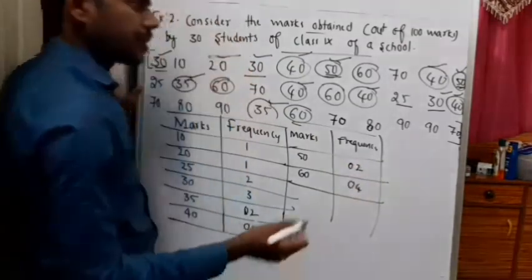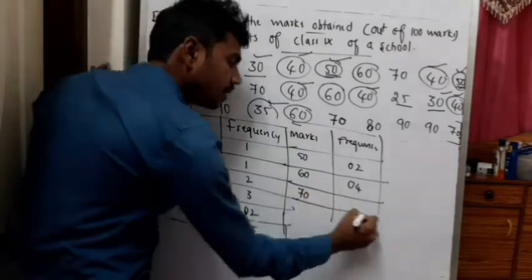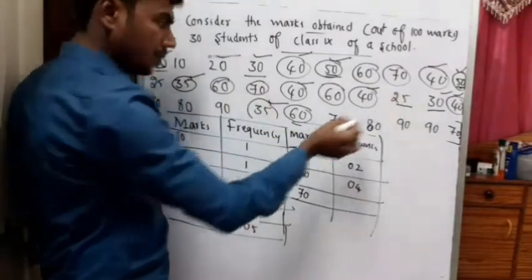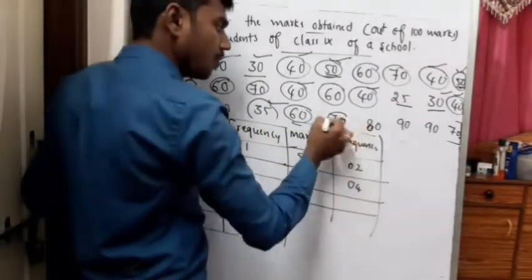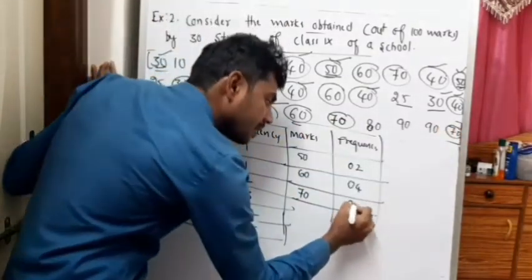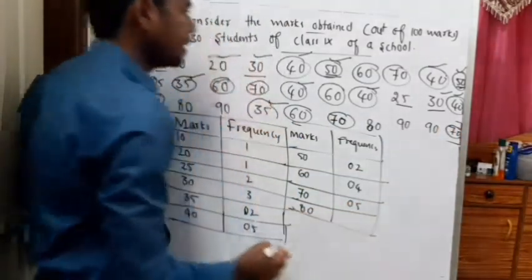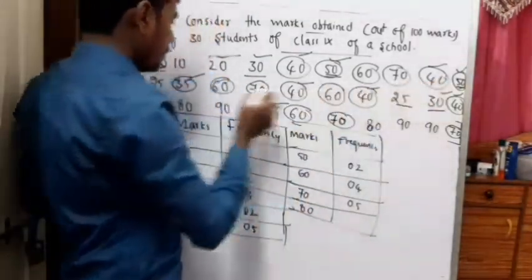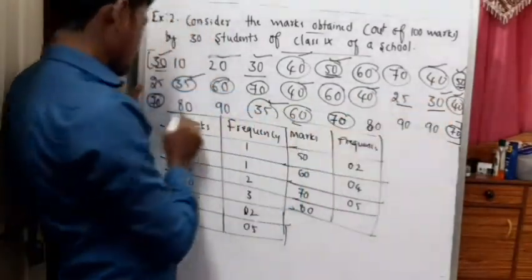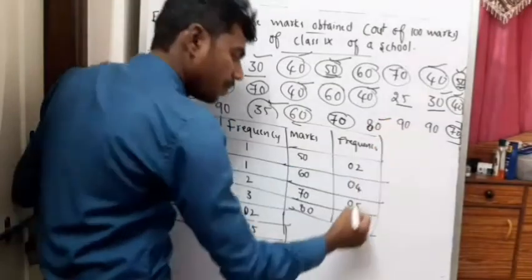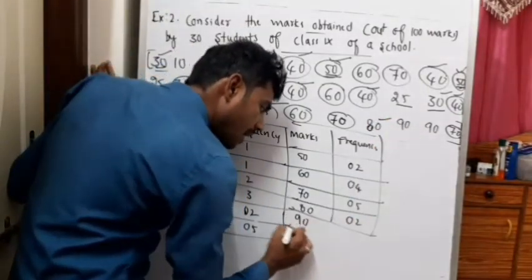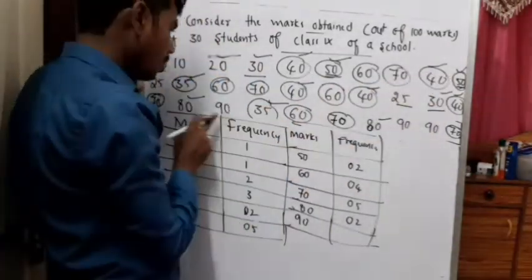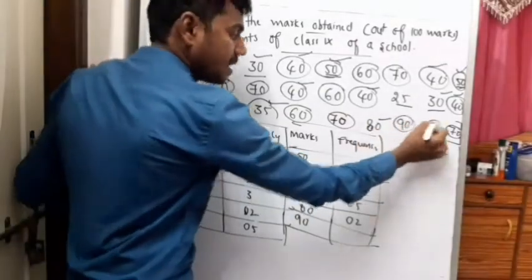Then 70. How many times has 70 occurred? So 1, 2, 3, 4, 5. 5 times it has occurred. Then 80. How many times has 80 appeared? So 1, 2. 2 times. Then 90. How many times has 90 appeared? So no 90s here. Even in the second row no 90s are there. 2 90s are there here.